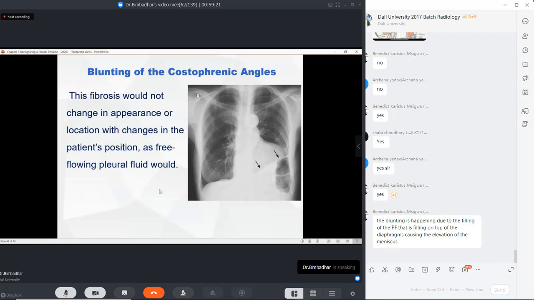And this fibrosis will not change its appearance or location with changes in the patient's position, as a free-flowing pleural effusion would. A free-flowing pleural effusion would change the position of the meniscus, but this pulmonary scarring or fibrosis, the ski slope appearance, will not change in its position if you change the position of the patient. That's why it is typical, right?